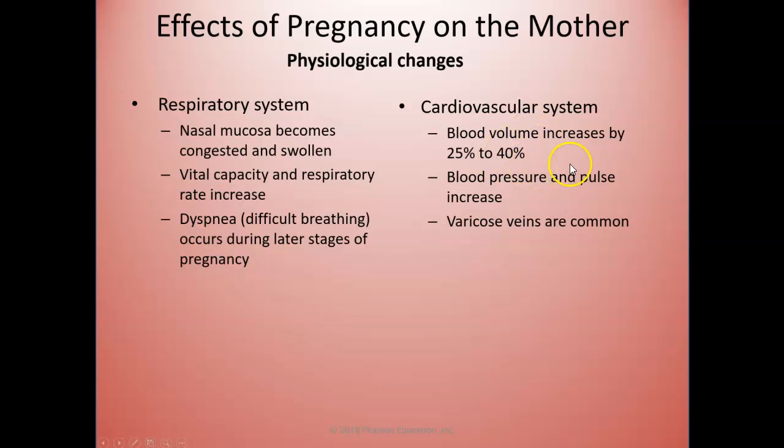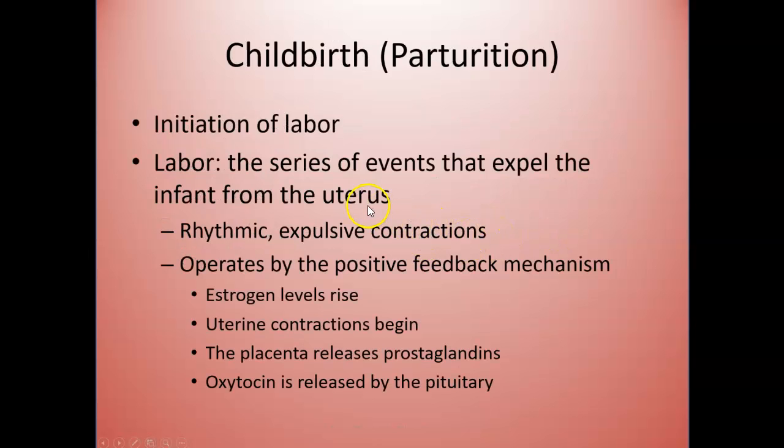Cardiovascular system, blood volume itself actually increases by quite a bit. And so as a result, increased blood pressure and varicose veins are common in pregnancy. Okay. And then finally we get towards the end of pregnancy, and parturition is the actual childbirth process itself. So labor is a term that we use for a series of events that expel the infant from the uterus. So this is rhythmic expulsive contractions of the uterus. It's a positive feedback mechanism. So once it starts, we want the labor to proceed all the way through.